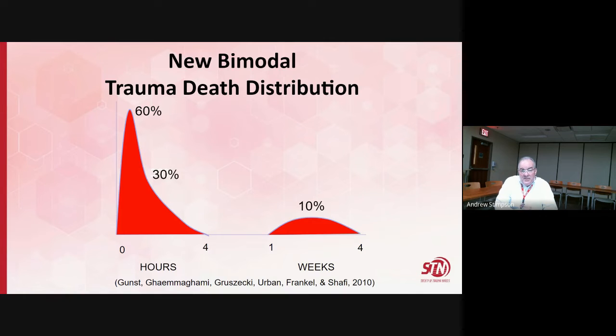That second mode, which is 10% between 1 and 4 weeks, that's the group that, as I mentioned earlier, used to die of multi-system organ failure. Probably that proportion now are patients who get support withdrawn, who have significant head injuries and are not expected to recover, and support is withdrawn, although multi-system organ failure would still be included in that group as well.